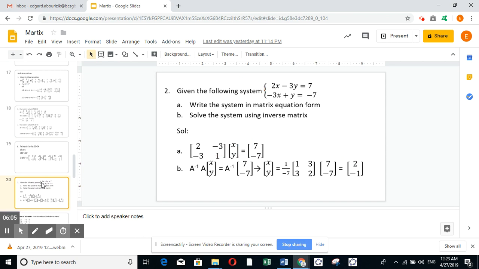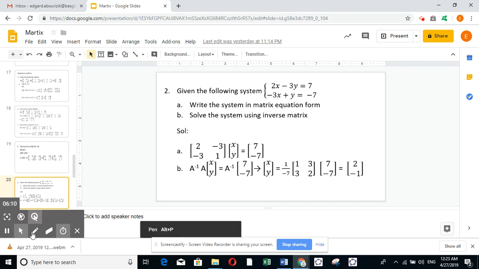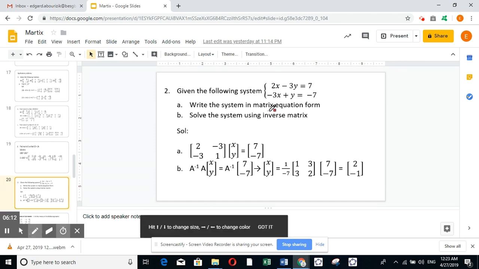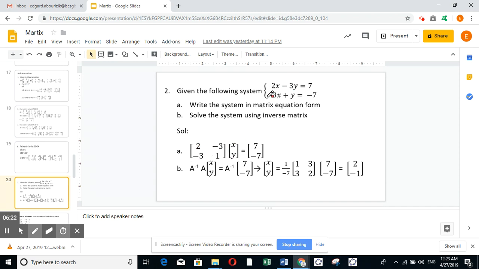Now I need to solve equation 2 unknown using inverse matrix. So first of all, write the system in matrix equation form. What do we mean by matrix equation form? I take the components of x and y together, and then I put the variables which are x and y equals 7 minus 7. Why is this correct? Because if you do the multiplication, you take the row and the column here, 2x minus 3y equal to 7, minus 3x plus y equal minus 7. So this is how to write in matrix equation.